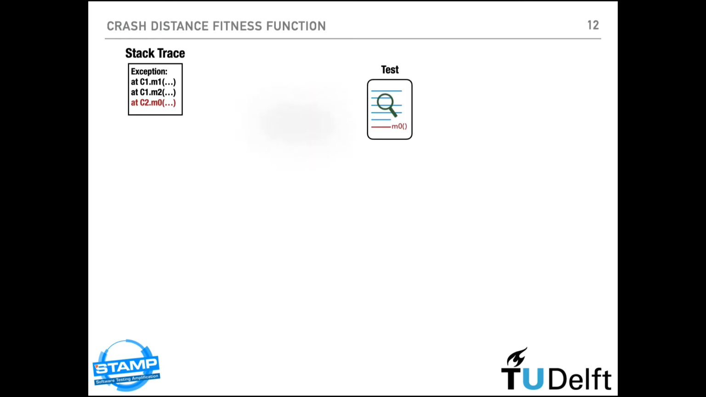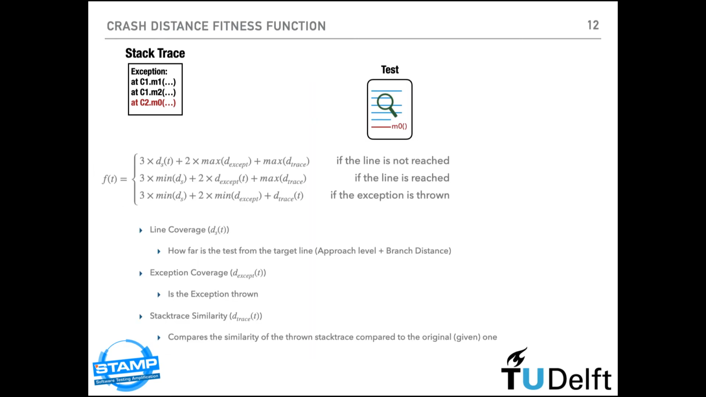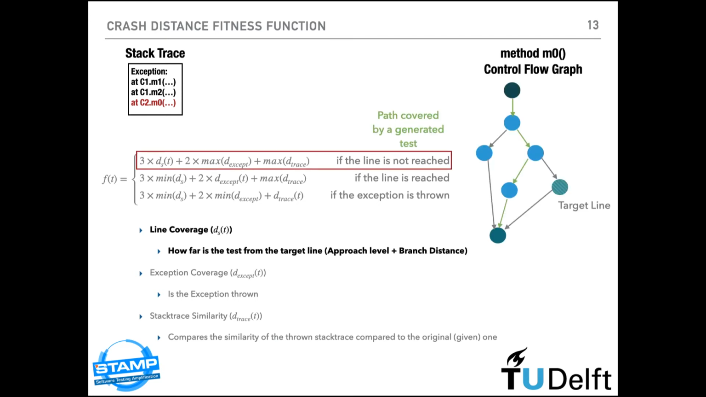Now, let's see how the fitness function measures the fitness value. The crash distance fitness function contains 3 heuristics: line coverage, exception coverage, and stack trace similarity. In the first heuristic, we produce the control flow graph of the method M0. Then, this heuristic measures the distance of the test's execution path from covering the target line, which is the line number which appears in the outermost line of the given stack trace. This measurement is done by 2 well-known heuristics called approach level and branch distance.